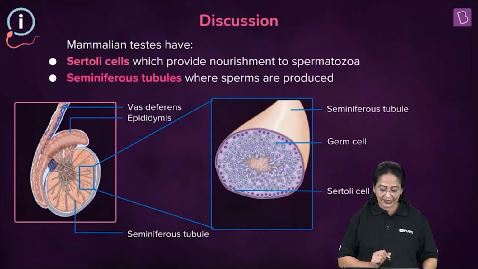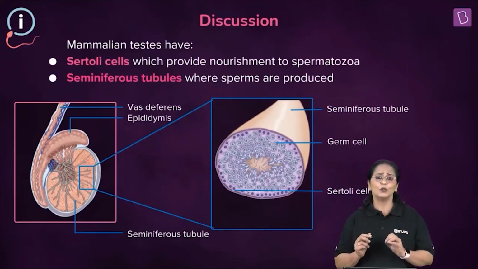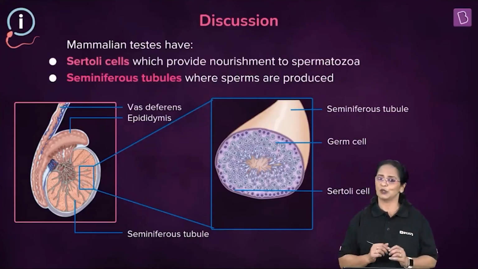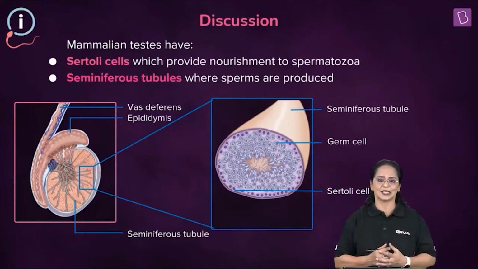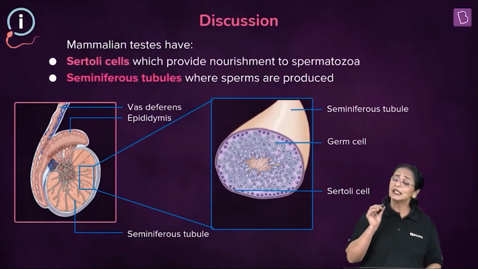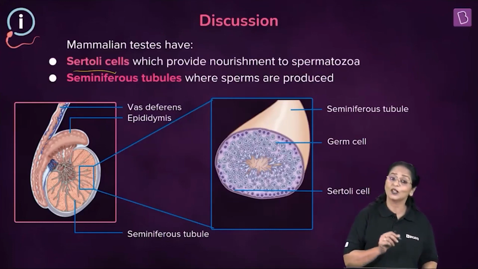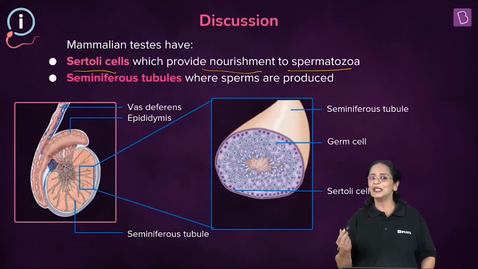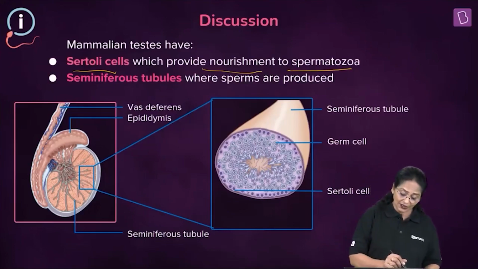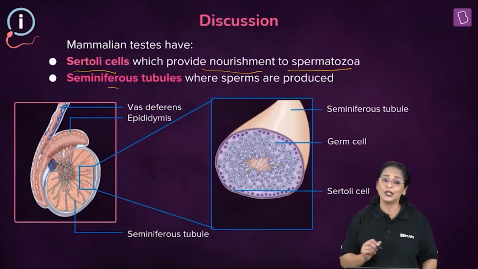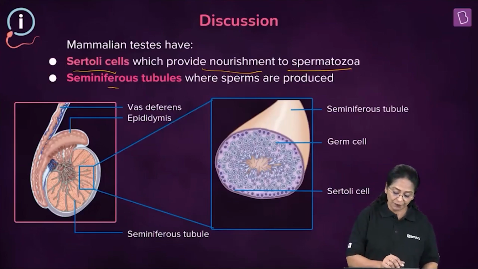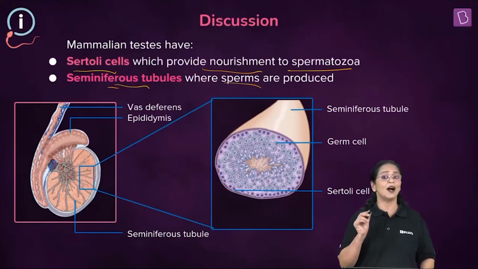Well, the mammalian testis, the primary sex organ, is made up of highly coiled tubules called the seminiferous tubules. These are the basic units of the testis. Now, these seminiferous tubules are lined by two types of cells. One set of cells are called the Sertoli cells or the nurse cells. Why? Because they provide nourishment to the developing sperms, the spermatozoa. The other set of cells are the spermatogonia, the sperm mother cells, which give rise to the sperms. So seminiferous tubules is where the sperms are produced.